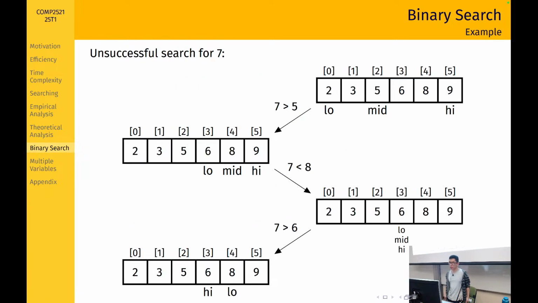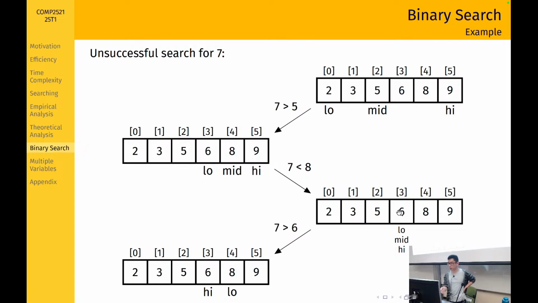Okay, so here is another example of an unsuccessful search. So suppose we're searching for 7 in this array, right? So the middle value here is 5, so that means since 7 is greater than the middle value, we're going to update low to mid plus 1, which is 3. And now 7 is less than the middle value, which is 8, so we update high to mid minus 1, which is 3.